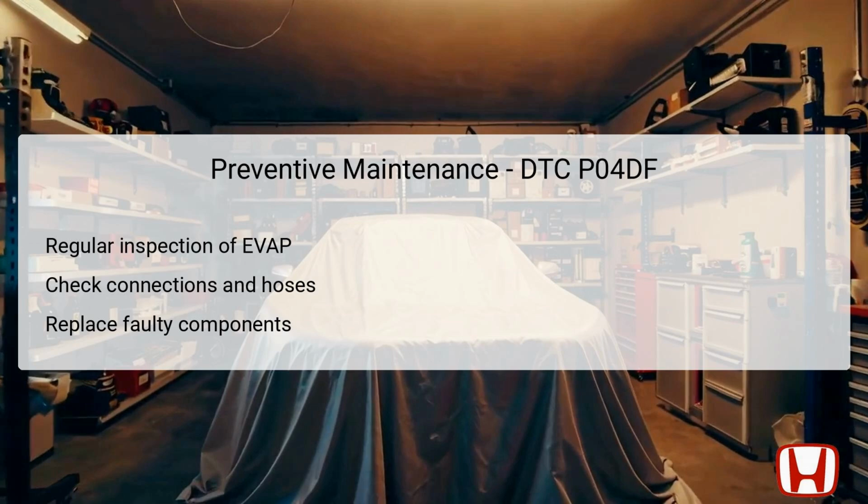Ensure that connections and hoses associated with the EVAP system are checked for integrity, leaks, or blockages during maintenance. This proactive approach avoids the potential for vapors to escape, thereby enhancing vehicle reliability and emissions compliance. Moreover, any faulty components should be replaced immediately, which helps maintain optimal function within the emissions control system. Following these preventive measures not only improves vehicle performance, but also promotes environmental responsibility.